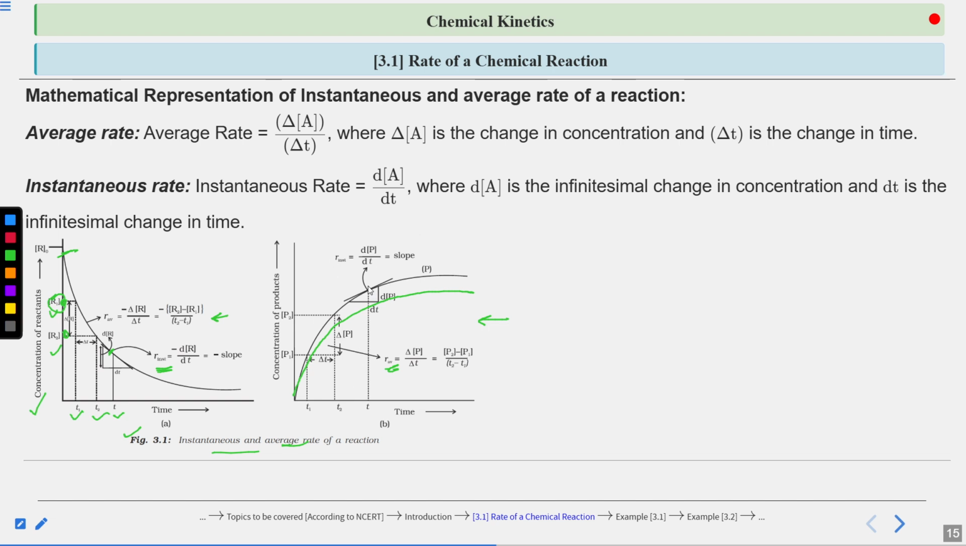Also here, if the graph is drawn as a quarter of a circle, then at the surface of the circle there is a slope going on, which is equal to the R instantaneous. So instantaneous rate will be equal to dP by dt. Okay, change in the concentration of the product divided by change in time. So these are the two graphs representing the instantaneous and average rate of a reaction.